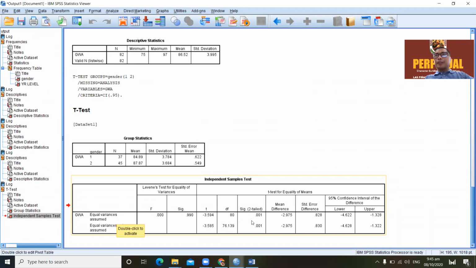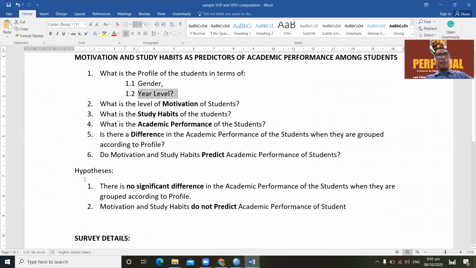You would be confronted with two data in here, 0.001 and 0.001. Well, it does not matter. They have the same value, but we would be getting this top value. It's because it would reflect equal variances being assumed. The answer is 0.001. Okay, let's type it here.